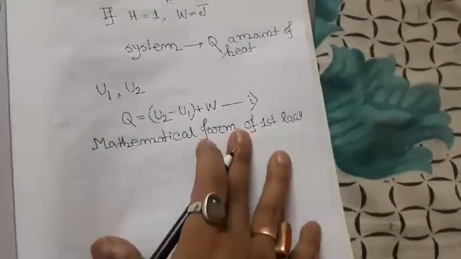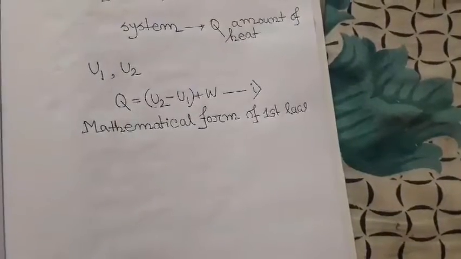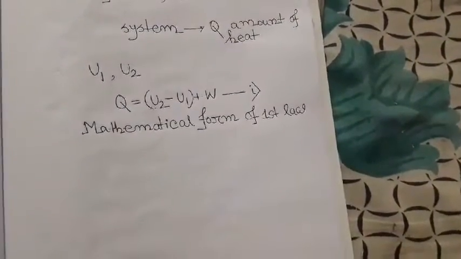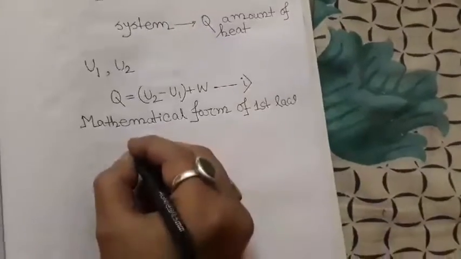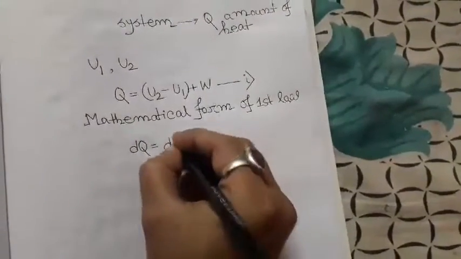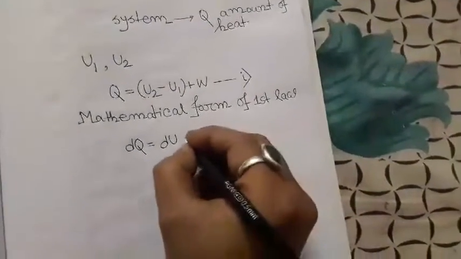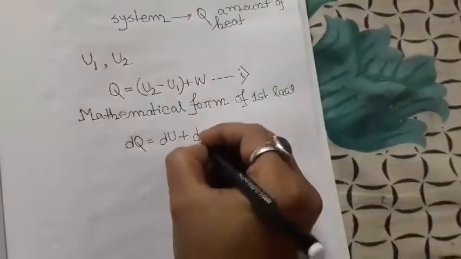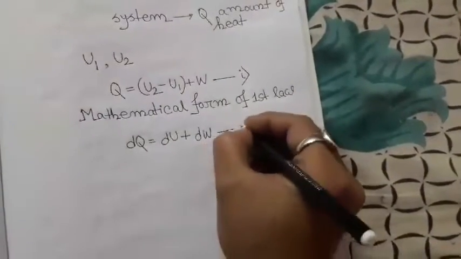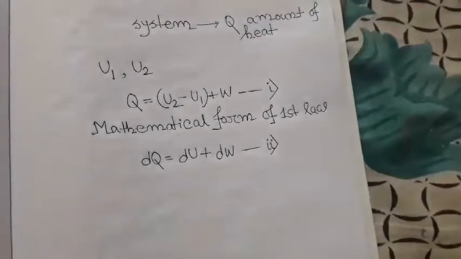in terms of calculus. Now suppose instead of Q amount of heat, we give dq amount of heat to a system, and if du is the change in internal energy and dw is the amount of work done, then dq equals du plus dw. The differential form of the first law of thermodynamics can be written in this way.